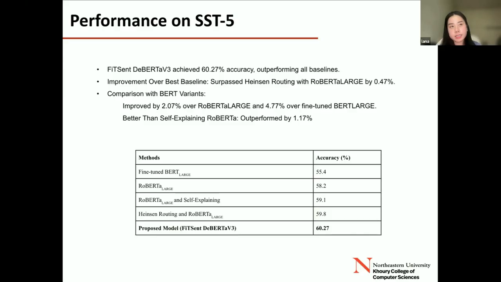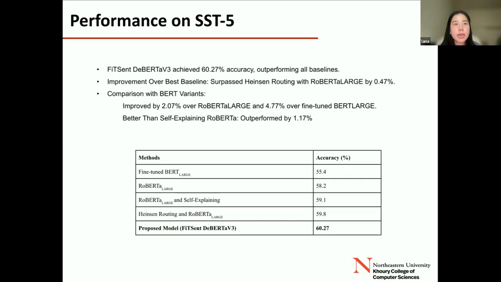the SSC5 dataset. It's not a huge jump from the current highest performing baseline, the Heisen routing and RoBERTa large, but it's still an improvement nonetheless.